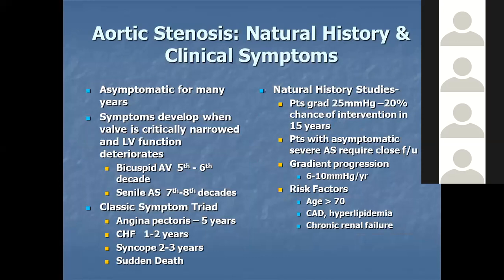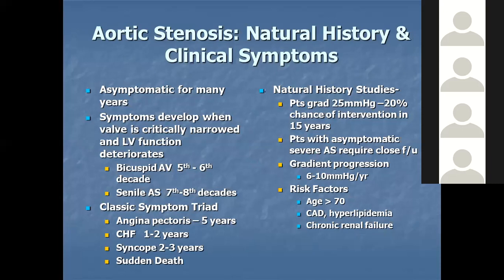So aortic stenosis, the natural history and clinical symptoms. Now this is important at your level. When there is aortic stenosis, it may be asymptomatic for many years. But when symptoms develop, the valve is critically narrowed and LV function deteriorates. Bicuspid valve we usually diagnose at the fifth or sixth decade, and senile in the seventh to eighth decade.